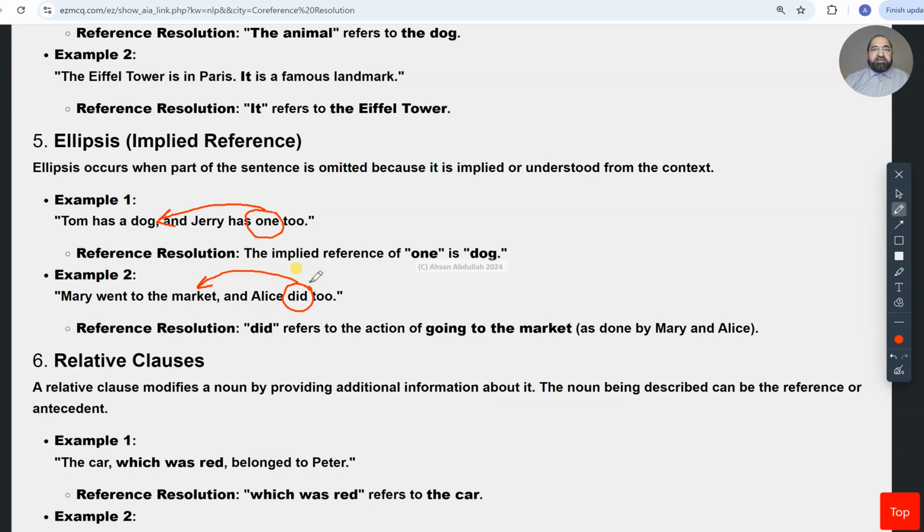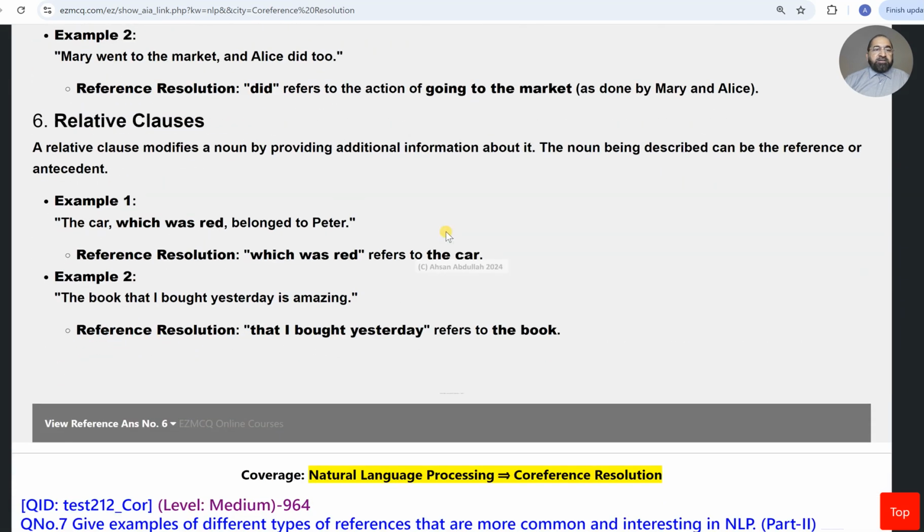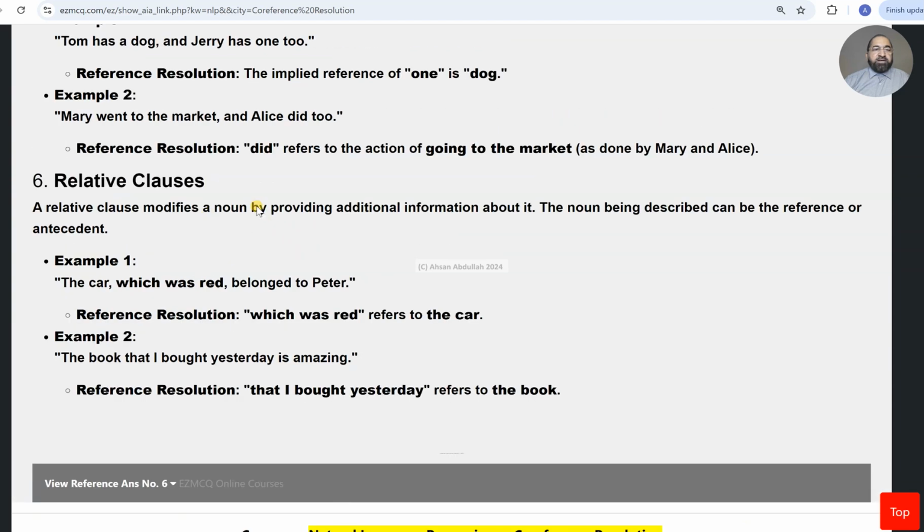Then there are the relative clauses. It is getting more and more interesting. Relative clauses modify a noun by providing additional information about it. The noun being described can be the reference or antecedent. The car which was red belonged to Peter. So we are providing additional information. There could be other colored cars also, but the red car belongs to Peter.